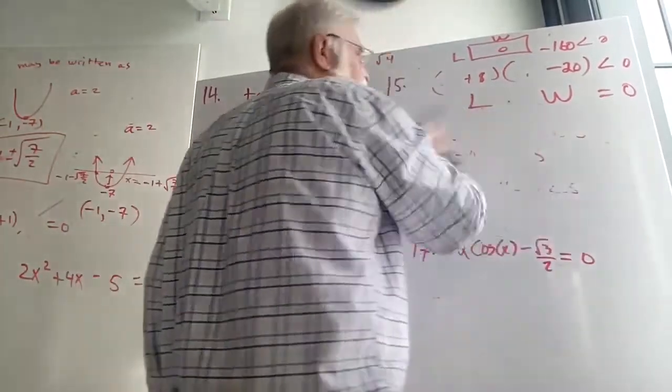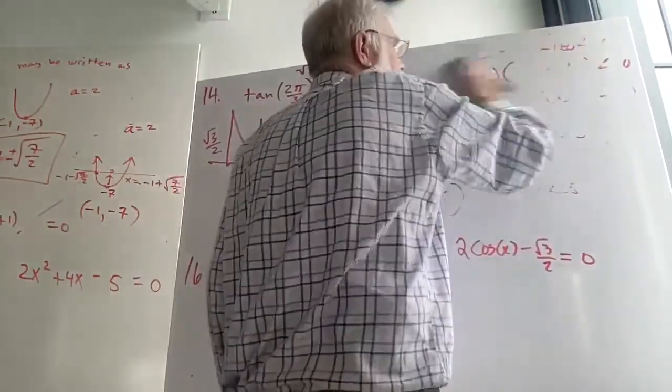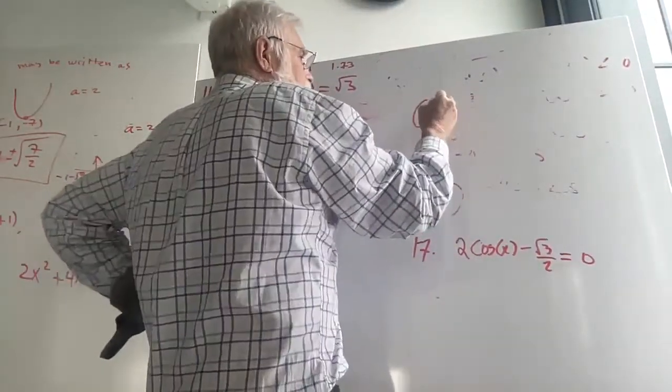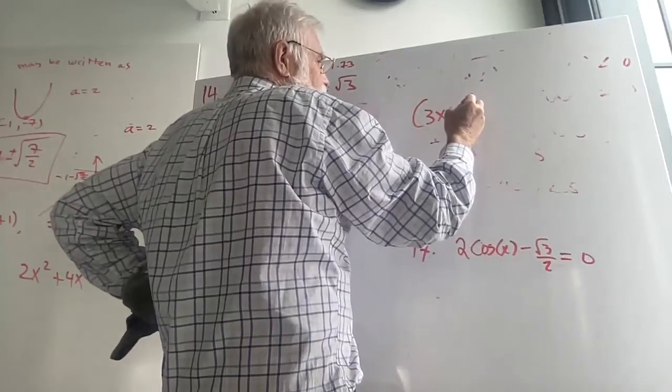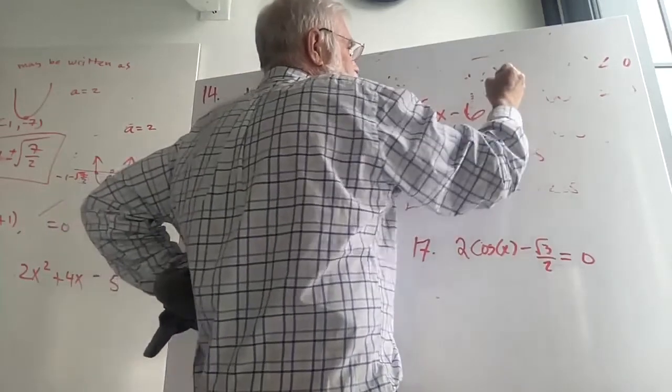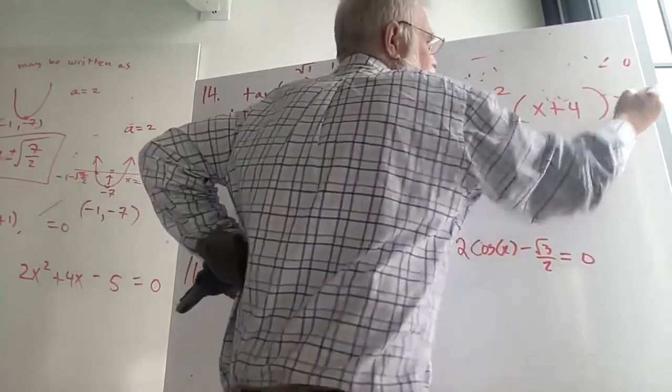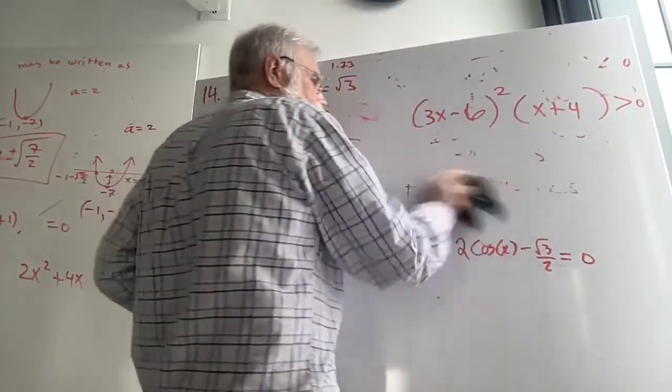All right, I'll give you a new one real quick. I'm going to do a square this time. 3x minus something easy, yeah. 3x minus 6 squared times x plus 4, and let's be greater than 0.